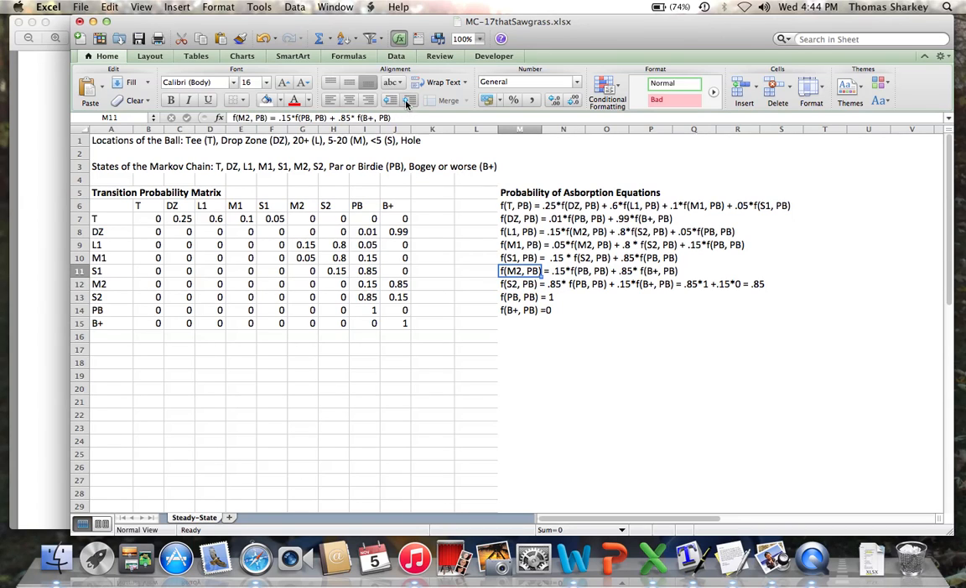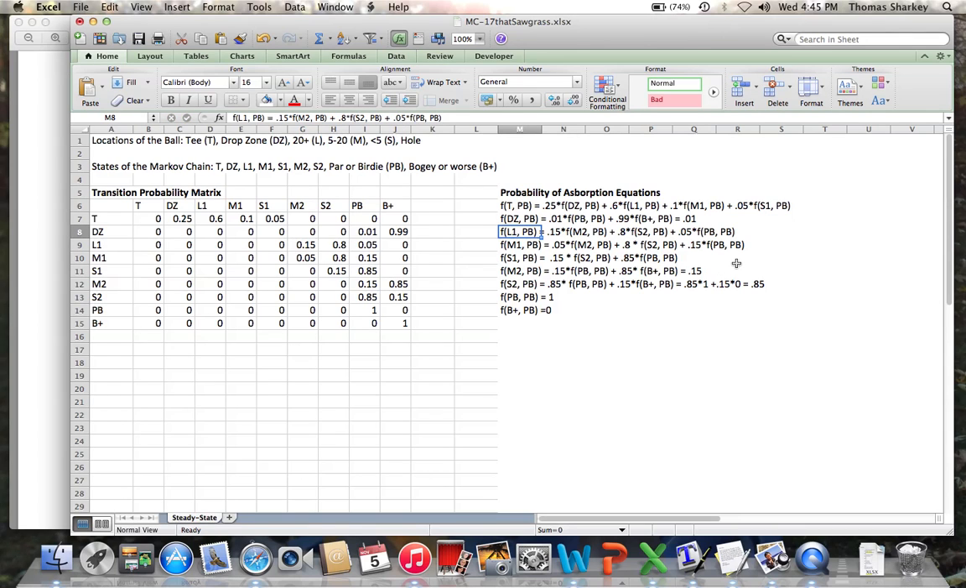85% of the time, I hole out in that. For f of M2, we get a lower probability. f of PB comma PB is 1, f of B plus comma PB is 0, so we end up with a 0.15 probability here. And then f of DZ comma PB, we end up with a very low probability of 0.01.